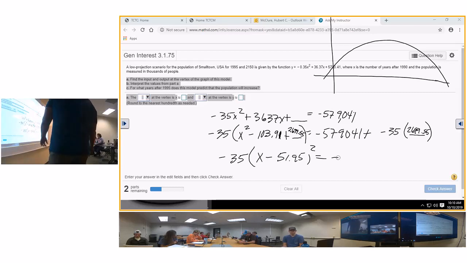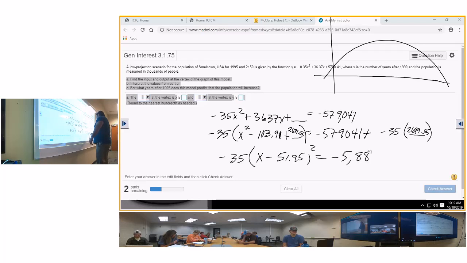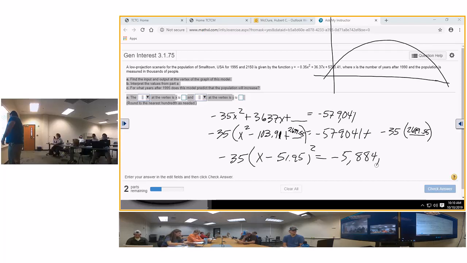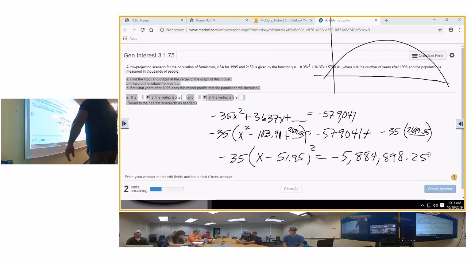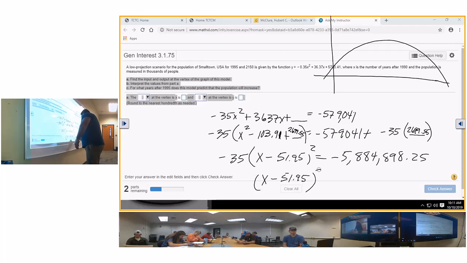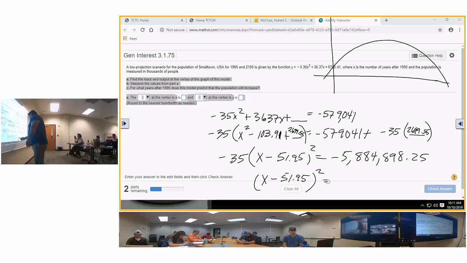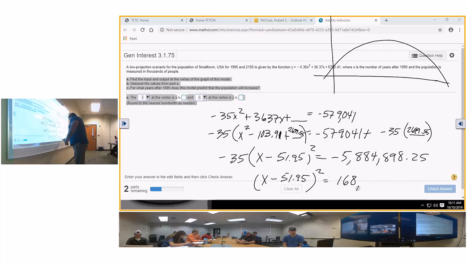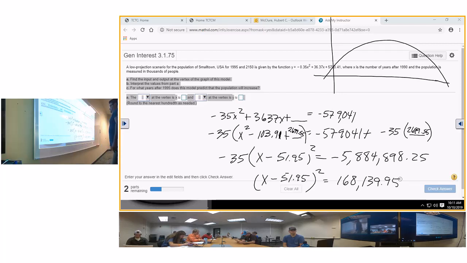I'm seeing negative 5,884,000. 5,880,000. 884,000. Oh, cube. 898.25. Okay, go ahead and divide that by 35. It's going to be positive. It's 168,939.95. Now take the square root of that.